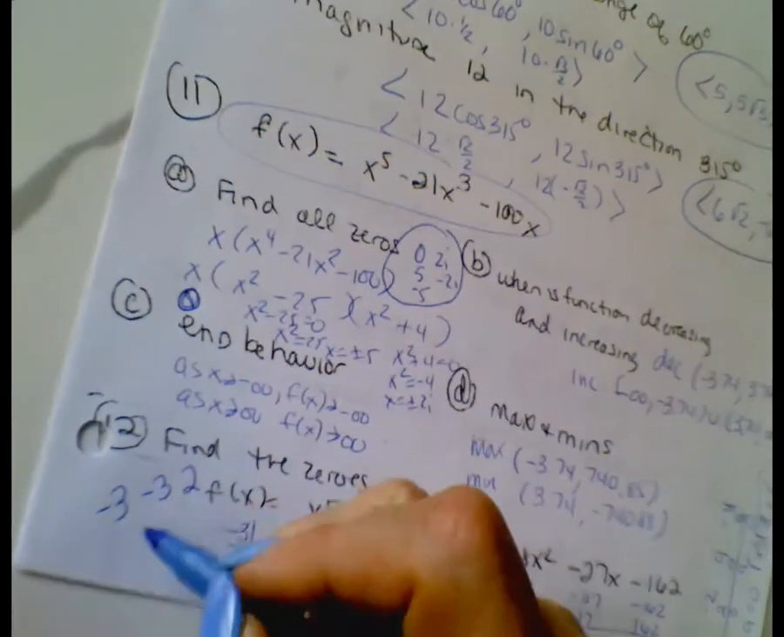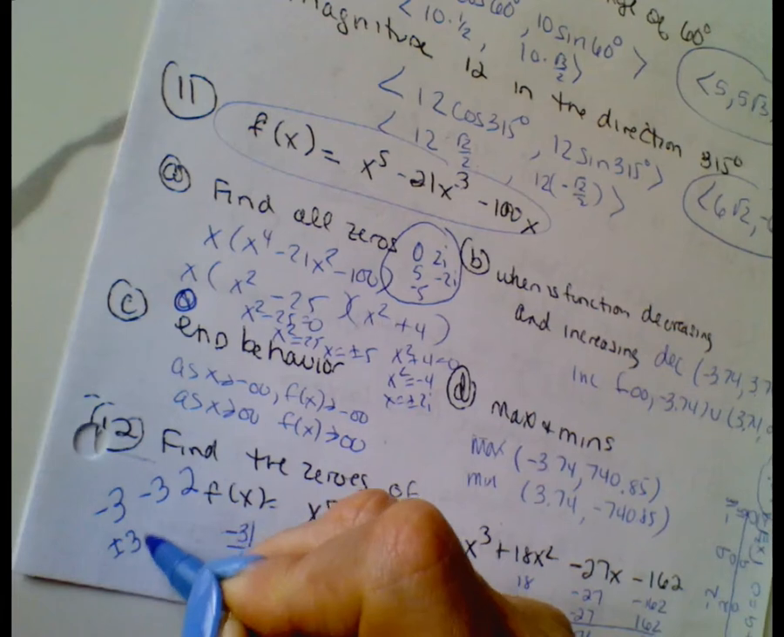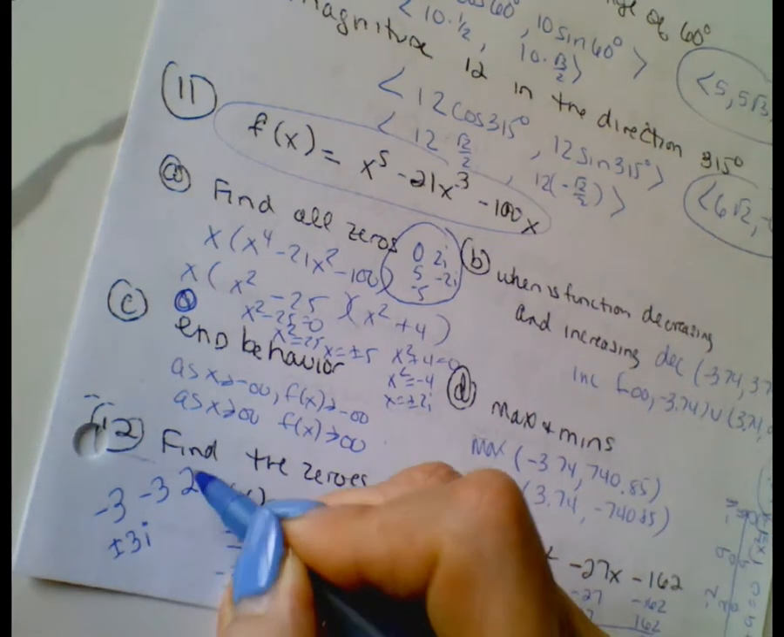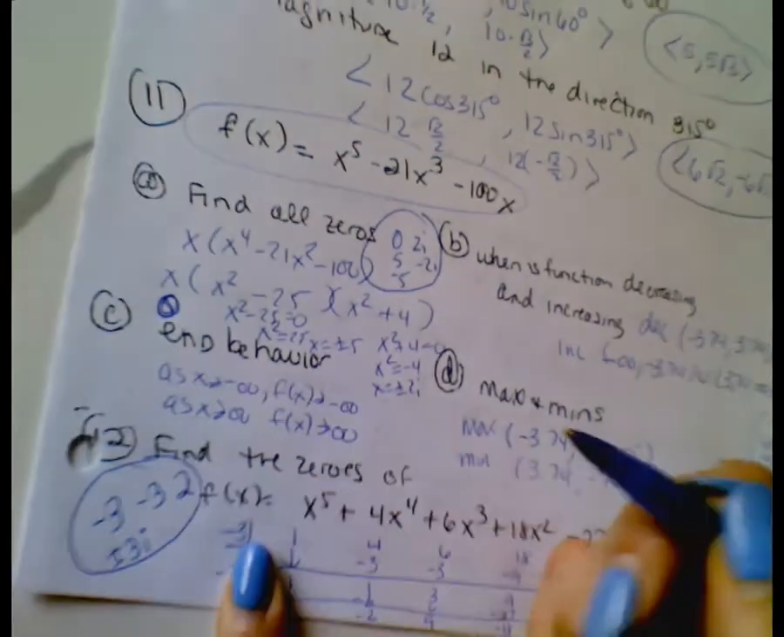Someone come bring those over here. We have plus or minus 3i. That's 2 roots. 3, 4, and 5. There are our 5 roots.